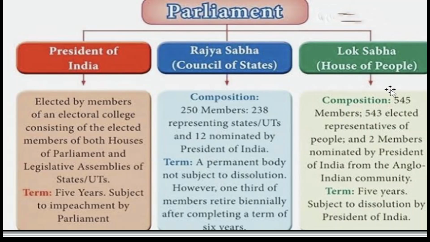Okay. Now come to the Lok Sabha. 545 members will be there. In that, 543 are elected representatives of people and 2 members are nominated by the president of India from the Anglo-Indian community. Now it is cancelled, nominating of 2 members by the president. So now the total number is 543. Okay. That term is 5 years. Even before that, the president on the recommendation of the prime minister can dissolve the Lok Sabha.